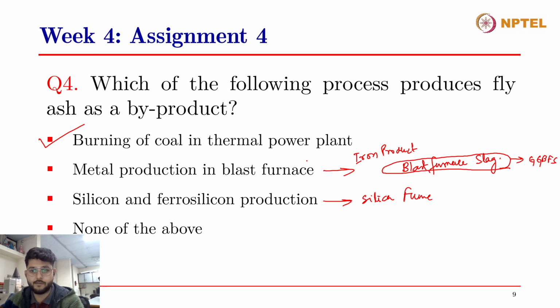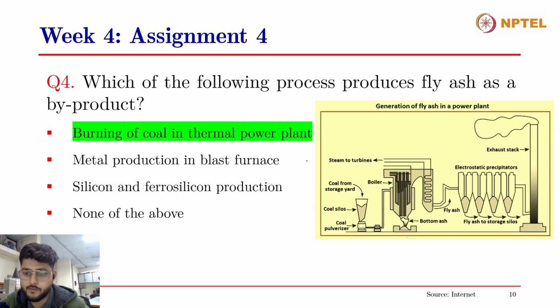I have this picture on the next slide, and this is a typical schematic representation of how fly ash is generated in a power plant. So this is the point where you feed the coal in the coal silos. This is the coal being fed over here, and then it is pulverized. Pulverization is size reduction, and then it goes into the boiler.